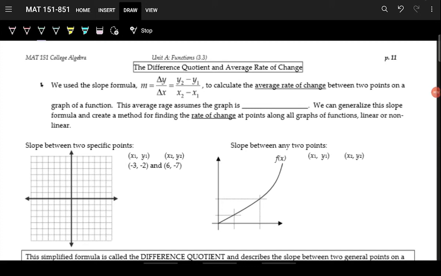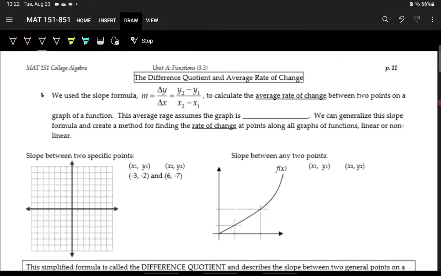So now let's look further into rates of change, into what we call the difference quotient, and what it represents and why we use it. So right now, we talked about how to calculate slope and how to interpret slope and looking at increasing, decreasing behaviors of the graph. Whenever we find slope, we're really finding a linear rate of change, or the slope or the steepness of a linear graph. So whenever we find an average rate of change, this assumes the graph is linear.